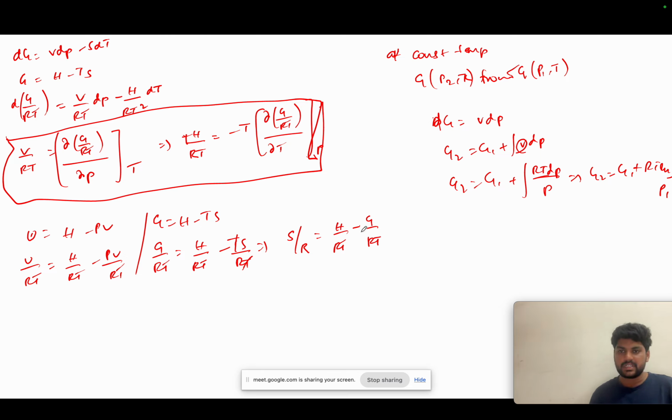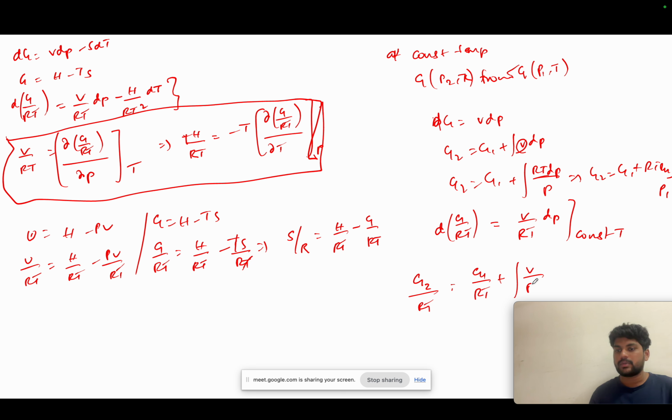But now for the dimensionless number, I will take this equation: d of G by RT equal to V by RT dP at constant T, because at constant T this will get cancelled. So G by RT is nothing but G2 by RT at pressure P2, and it is equal to G1 by RT plus integration of V by RT dP from the initial pressure.